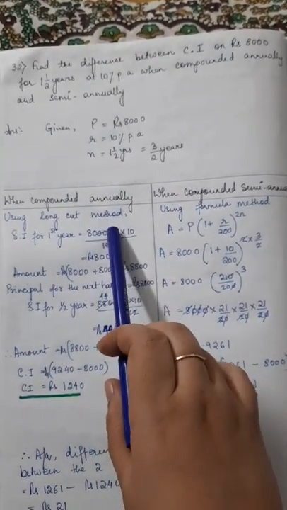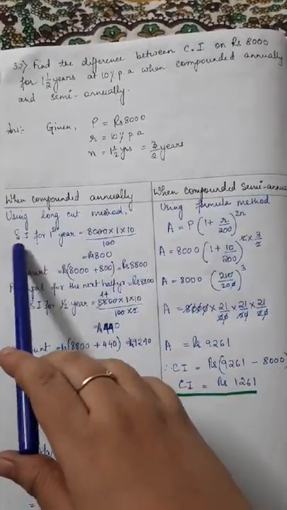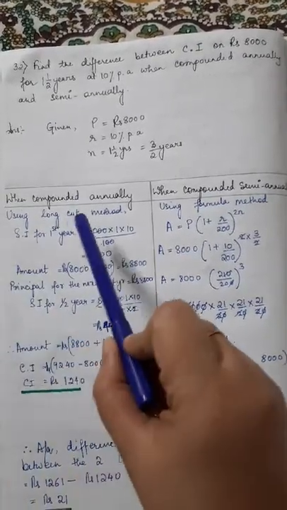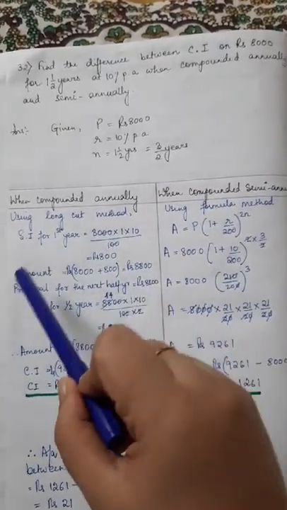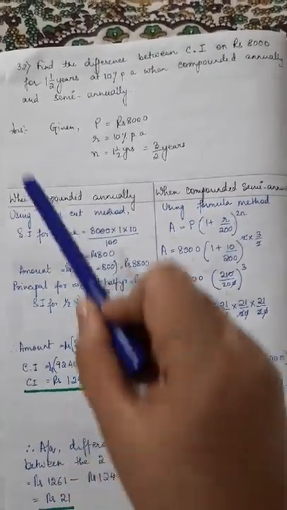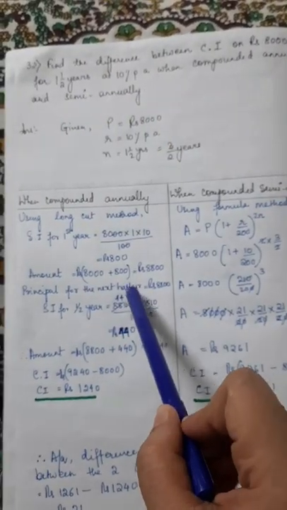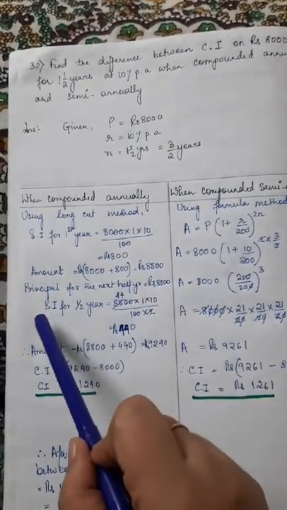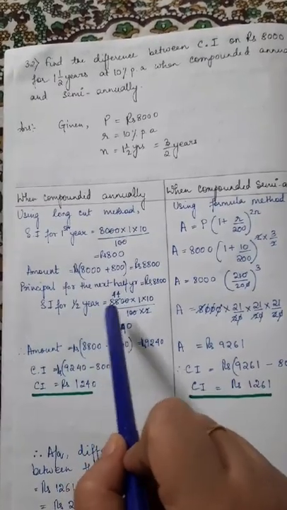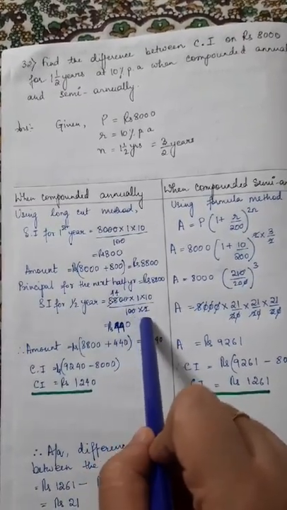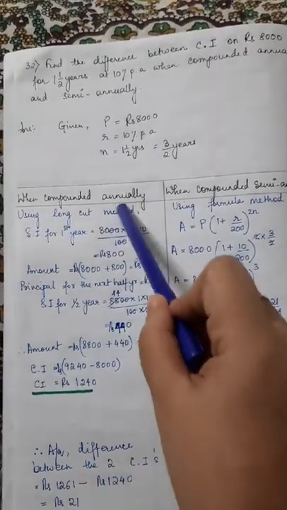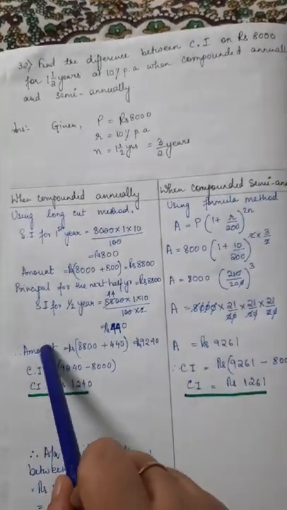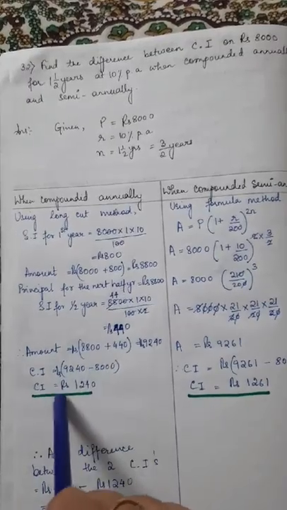So using the long cut method, I hope all of you know, find out simple interest for the first year, that is 800, then find out the amount. Then principal for the next half year, since it's 1.5 years, so next half year is 8,800. So simple interest for the next half year will be 8,800 into 1/2 into rate percent. You find out, it is 440. For this method, actually you all know. So find out the amount, then compound interest.